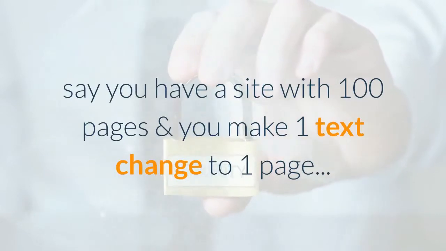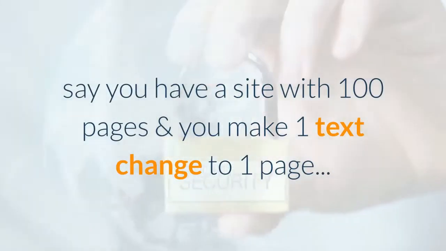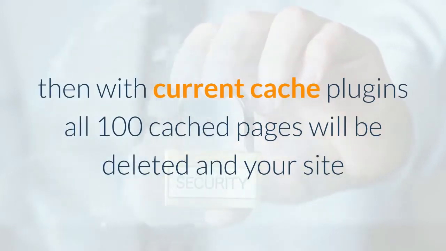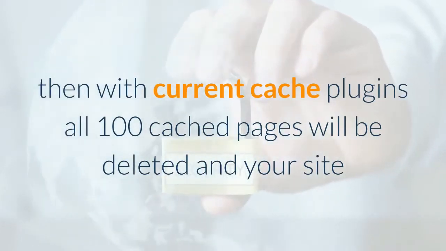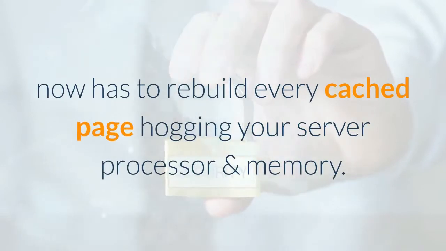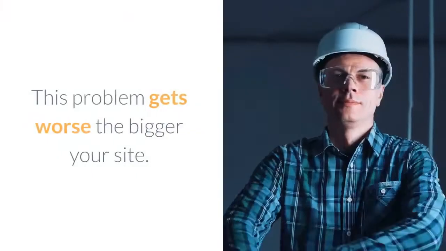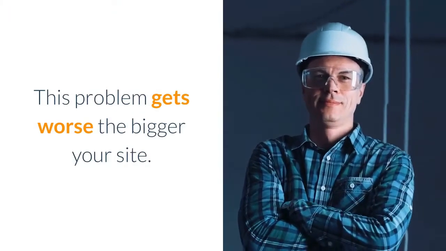Problem number 3: current cache plugins hog your processor and memory through inefficient cache clearing and cache preloading. Say you have a site with 100 pages and you make one text change to one page, then with current cache plugins all 100 cached pages will be deleted and your site now has to rebuild every cached page, hogging your server processor and memory. This problem gets worse the bigger your site.